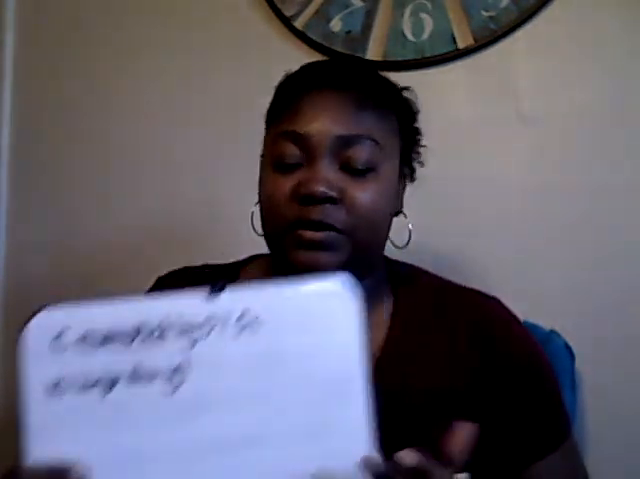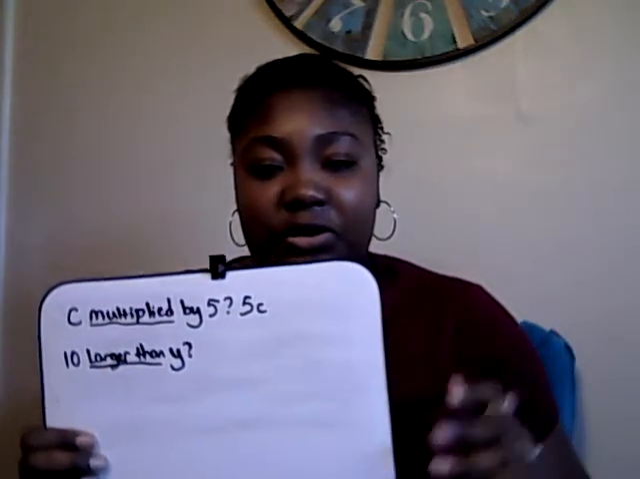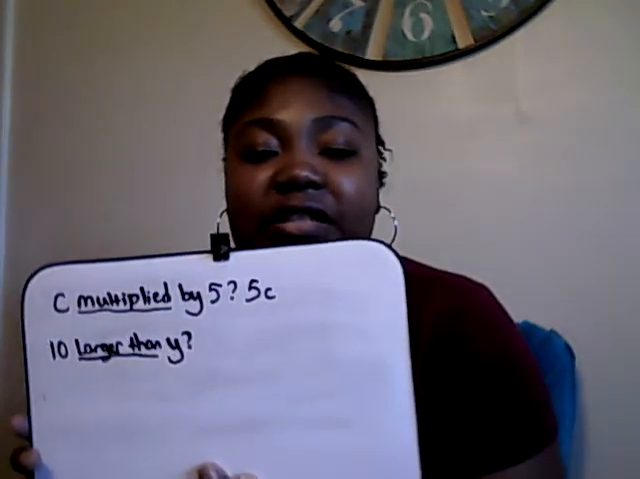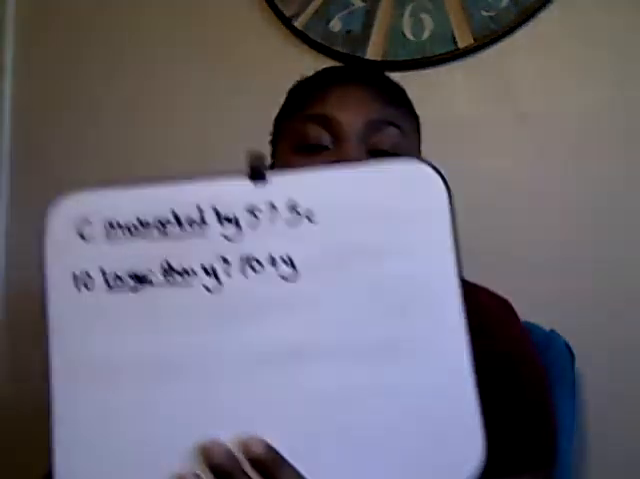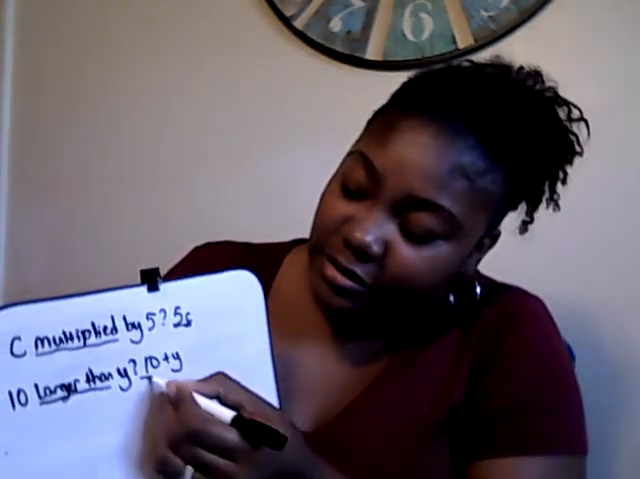So the next one says 10 larger than Y. Okay? And our keyword in this one is larger than. 10 larger than Y, and their answer will be written as, so larger than is addition. Larger than is addition. So I'm going to go ahead and write that out. The answer would be 10 plus Y. And that's the answer for that. So we have 5C and 10 plus Y.